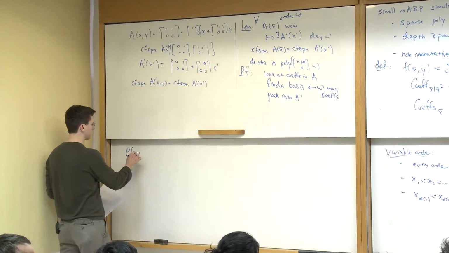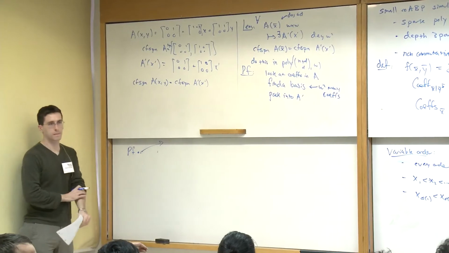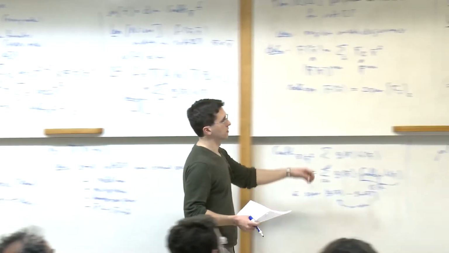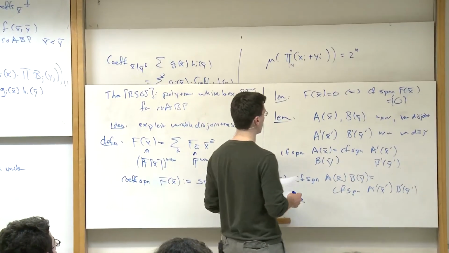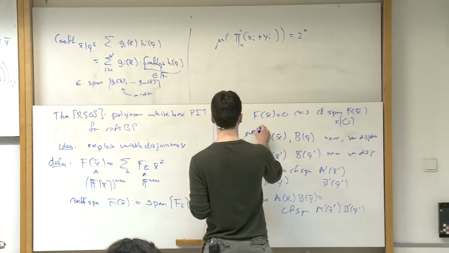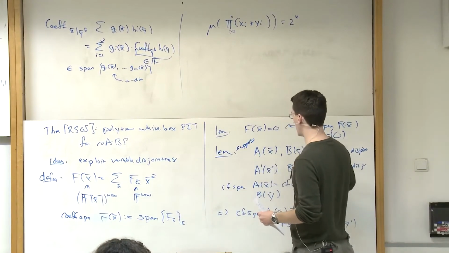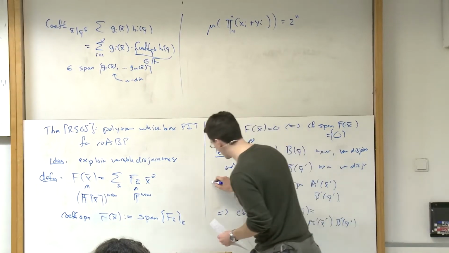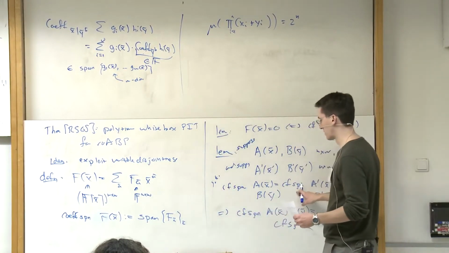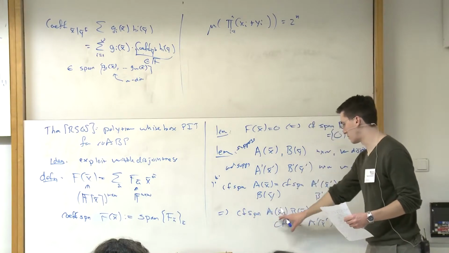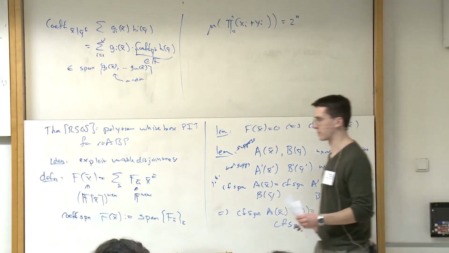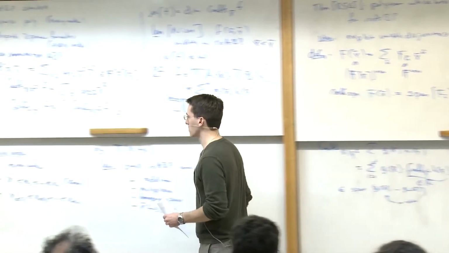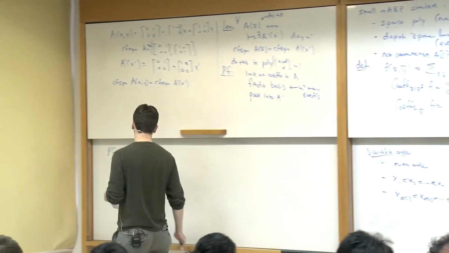So proof of thingy. Okay, so suppose you have A and B, and suppose you have A prime and B prime, such that you have this, then the coefficient span of A times B is the coefficient span of A prime times B prime.